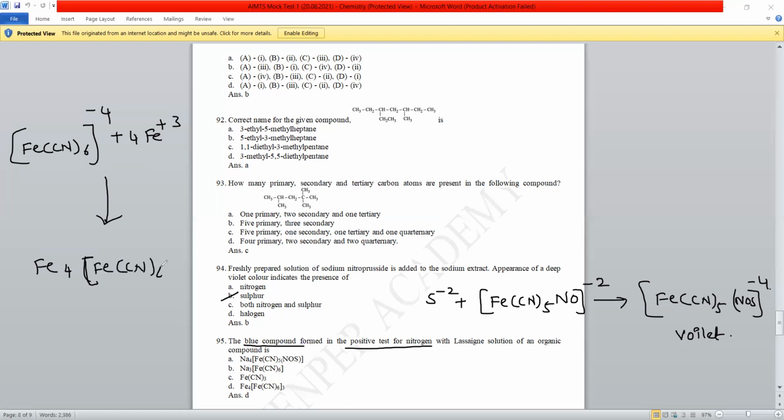[Fe(CN)6]4-. So this Prussian blue color indicates that. So the answer should be, check students, option D is the correct one. So that is the indication for the nitrogen identification test. So next we'll go for another question.